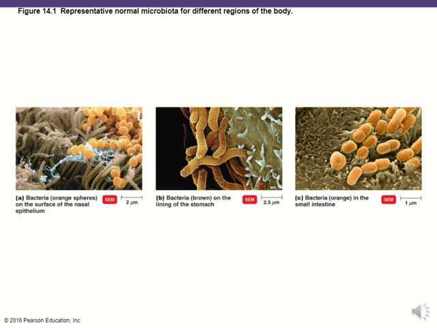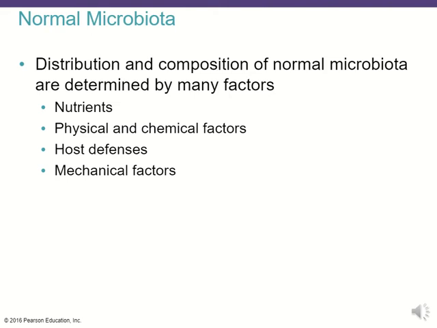You'll have normal microbiota everywhere in the body, from your eyebrows, from your nose, inside your gut as well, all the way through. Now, the distribution and composition of normal microbiota are determined by many factors, including the nutrients that are present in that area, physical and chemical factors, host defenses. Does the host get rid of those certain types of bacteria, or does it allow them to stay? And then mechanical factors as well.